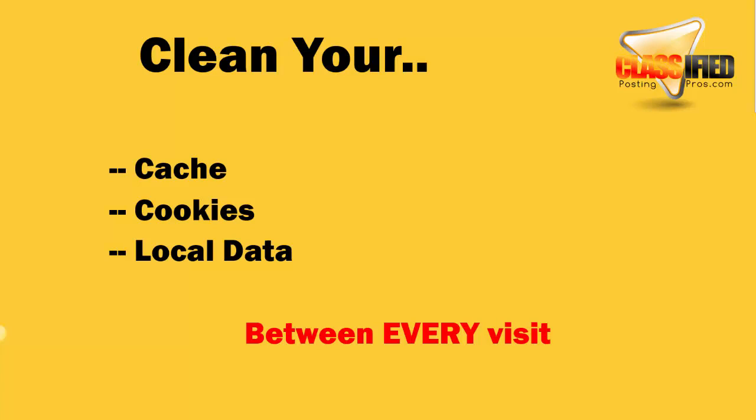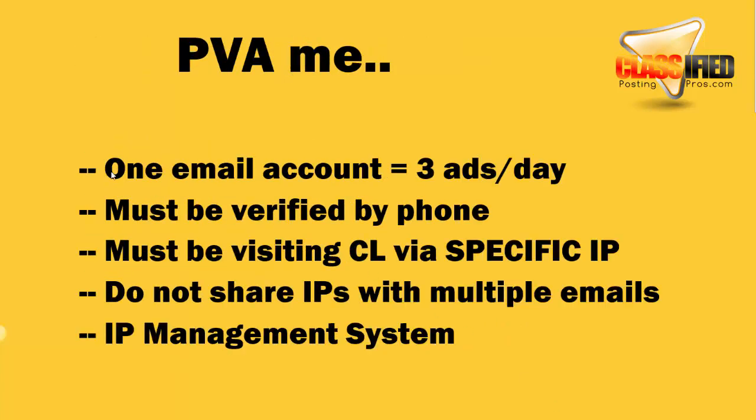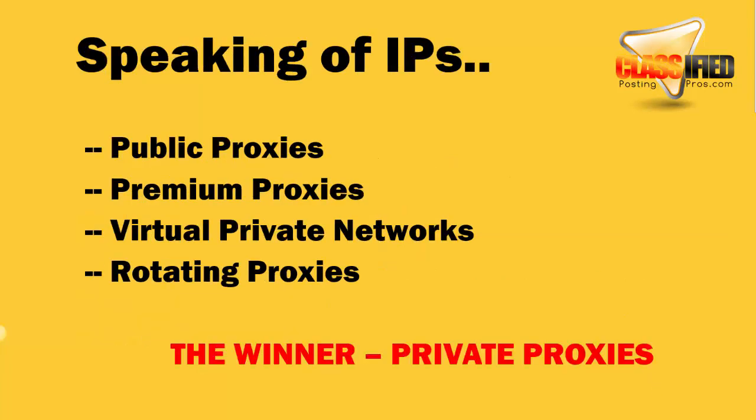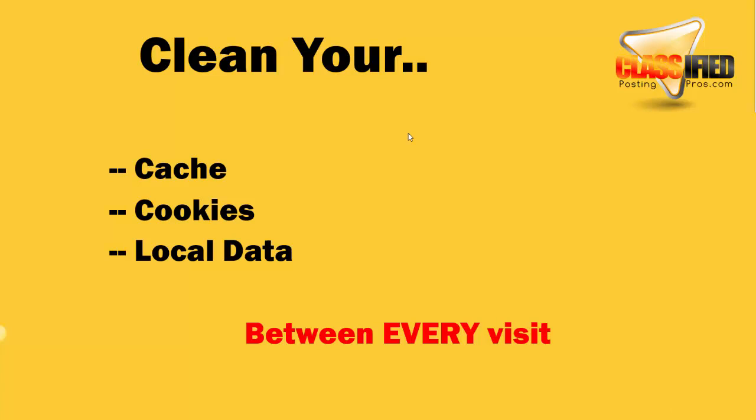So let me back up real quick here, where we talked about tying one email account to one specific IP address. As we mentioned earlier, Craigslist records that information. So even if you do change it up and use a new email or the new IP, Craigslist still remembers who you are. So you need to clean your browser's cache, your browser's cookies, and your local data between every visit. And there's plugins out there that you can get for Google Chrome, like Click to Clean or something, that'll do that for you. So that's important.